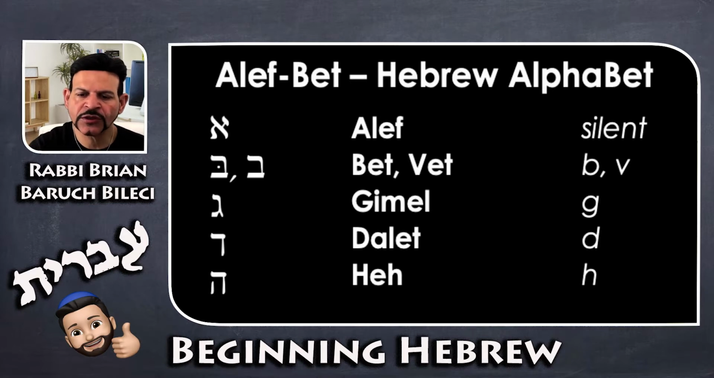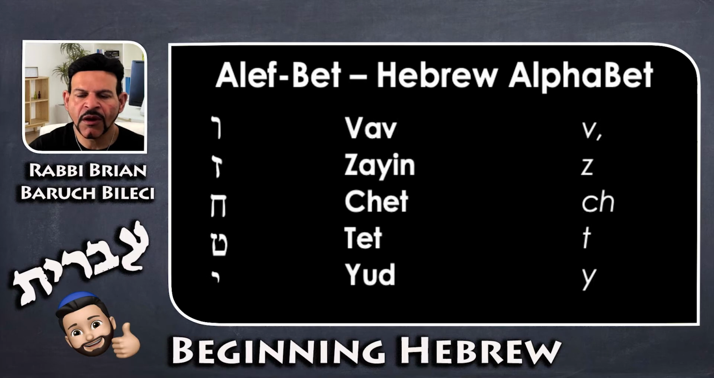Okay, so let's go to the next 5. Vav, Zain, Chet, Tet, Yud. All right, so you've got the next 5, the Vav, the V, the Zain, Z, Chet, here's a fun one.